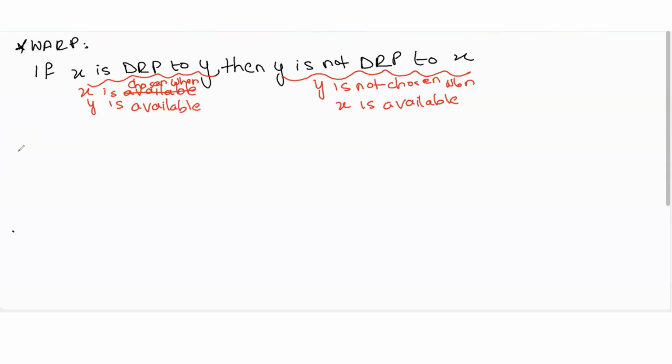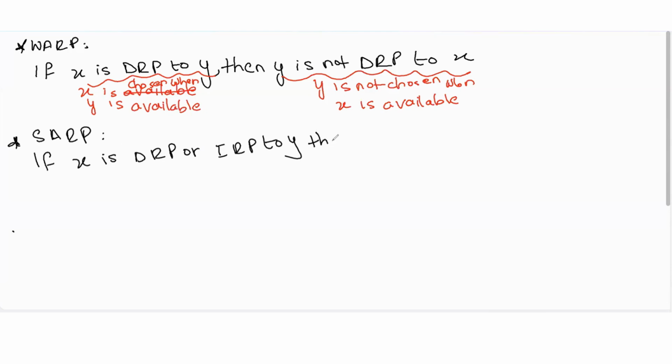Okay, so now let's talk about SARP. SARP says that if X is directly revealed preferred or indirectly revealed preferred (IRP means indirectly revealed preferred) to Y, then Y is not directly revealed preferred or indirectly revealed preferred to X. So WARP says if X is directly revealed preferred to Y, then Y cannot be directly revealed preferred to X. But SARP says that even if X turns out to be indirectly revealed preferred to Y, then Y cannot be directly or indirectly revealed preferred to X.